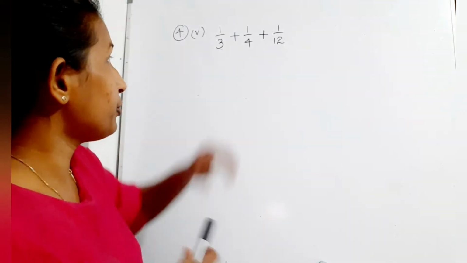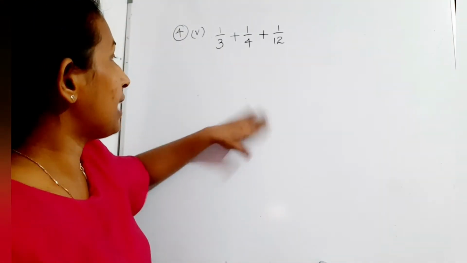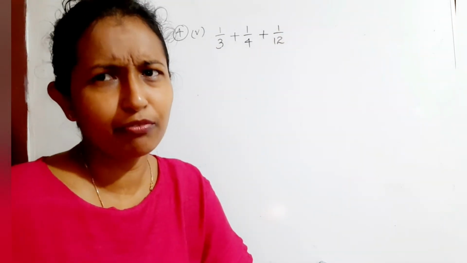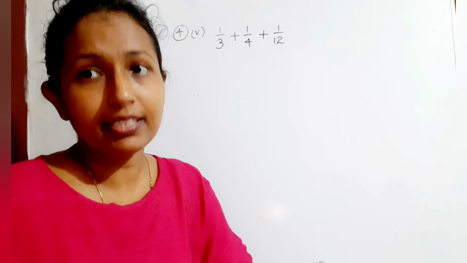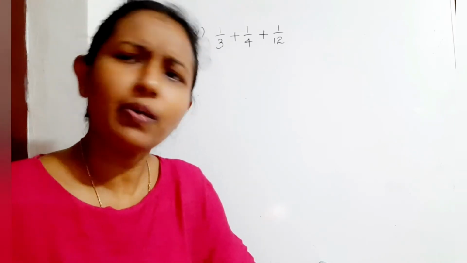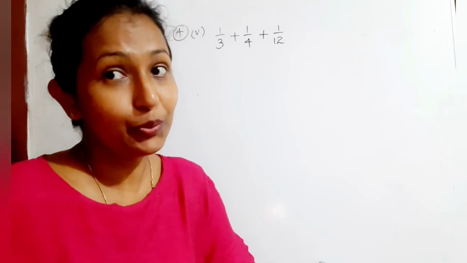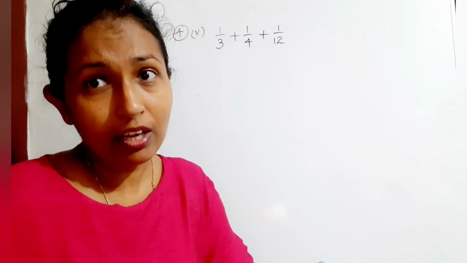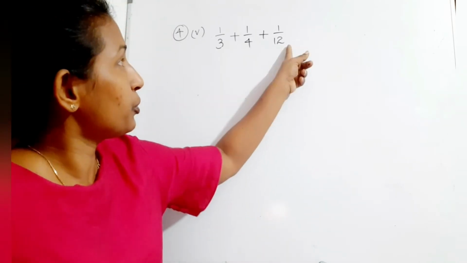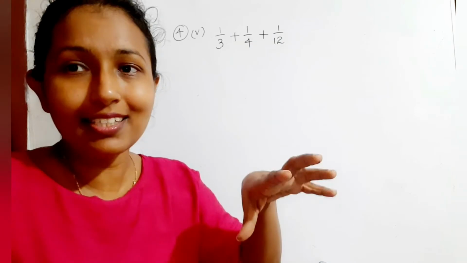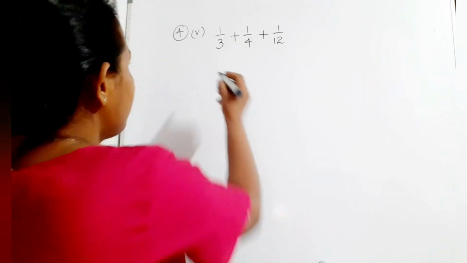So we have to get the LCM of 3, 4 and 12. What is the LCM of 3, 4, 12? LCM means the smallest number that all those 3 numbers can divide. So what is that? Yes, you can see 3, 4, 12. So 3 also can be converted to 12. 4 also can be converted to 12. So 12 is the LCM. So let's convert them.